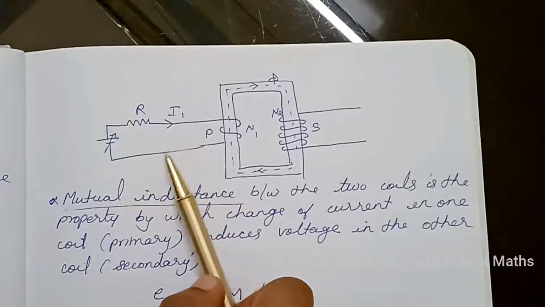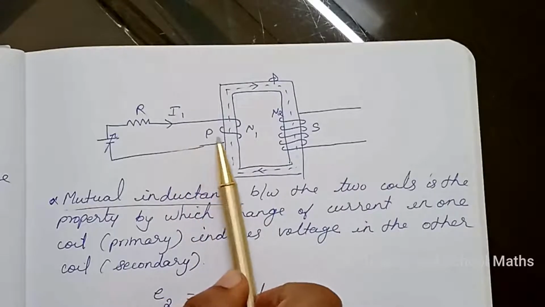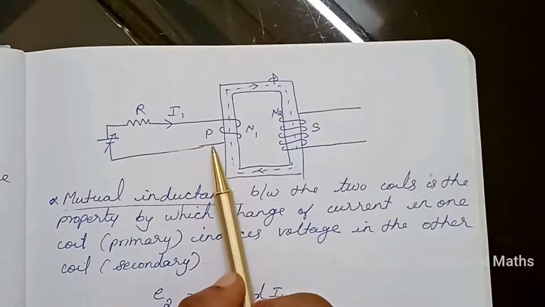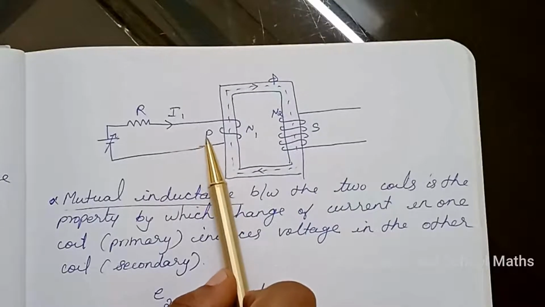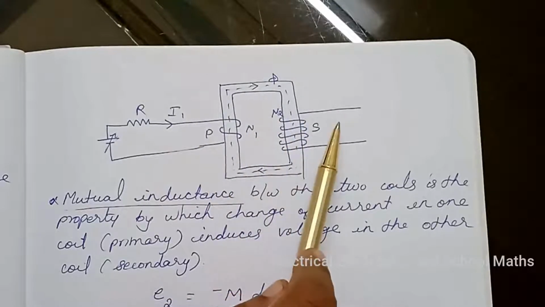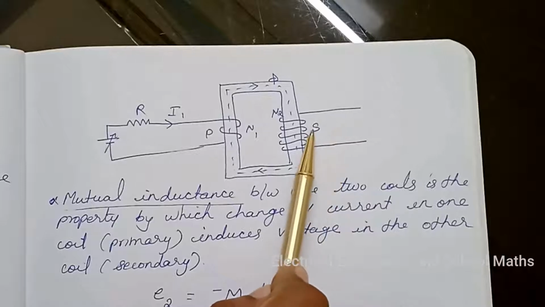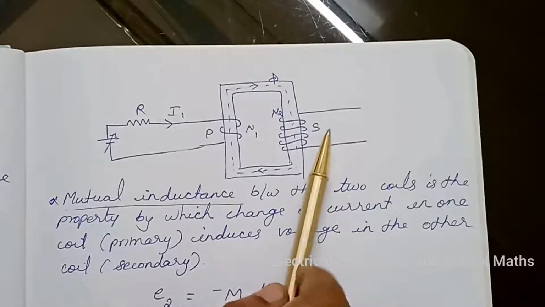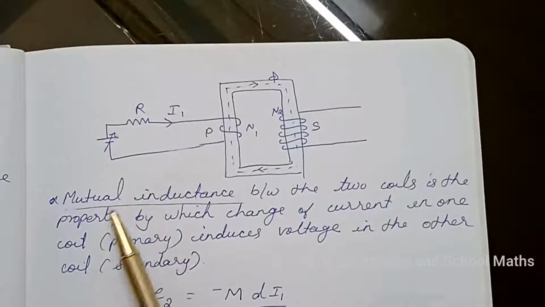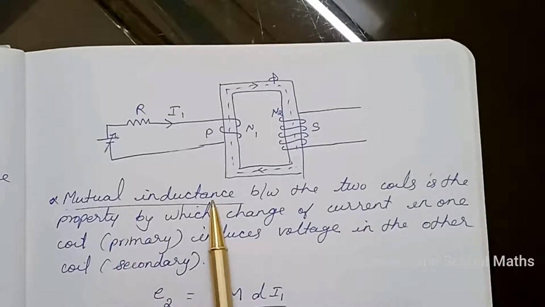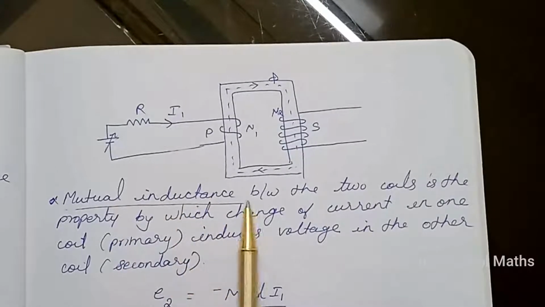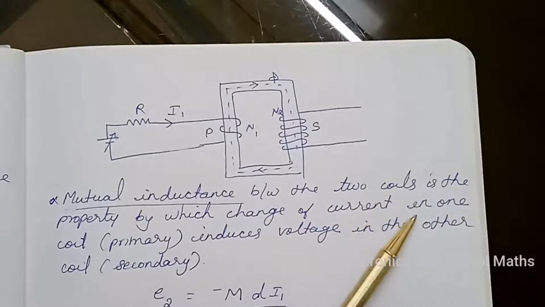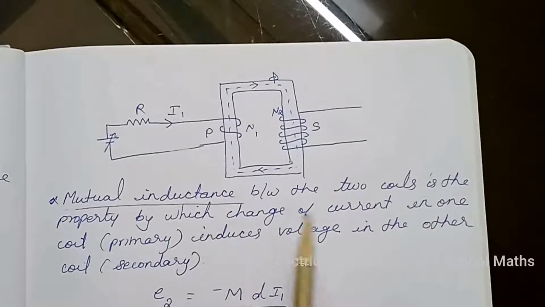Coil in which change in current takes place is called primary. That is, P is for primary, while the other is called secondary. S is for secondary. Next is mutual inductance. The mutual inductance between the two coils is the property by which change of current in one coil induces voltage in the other coil.